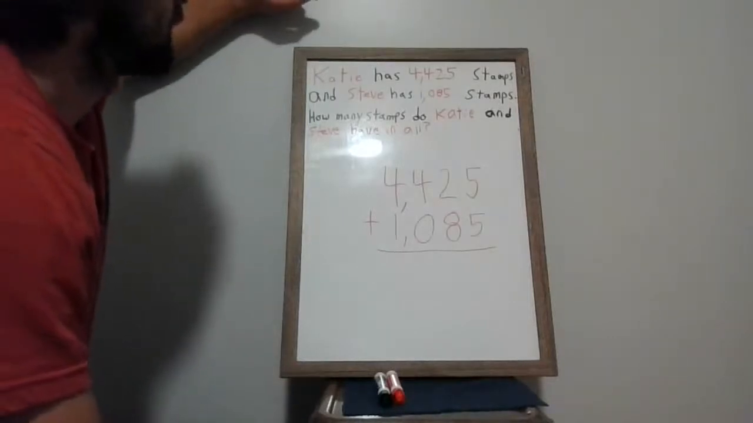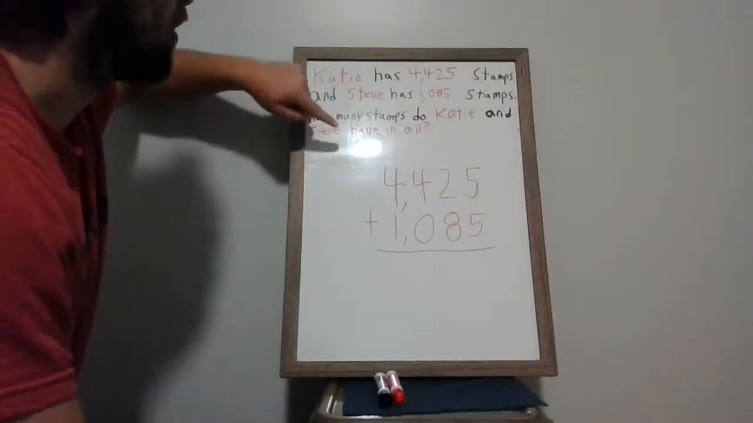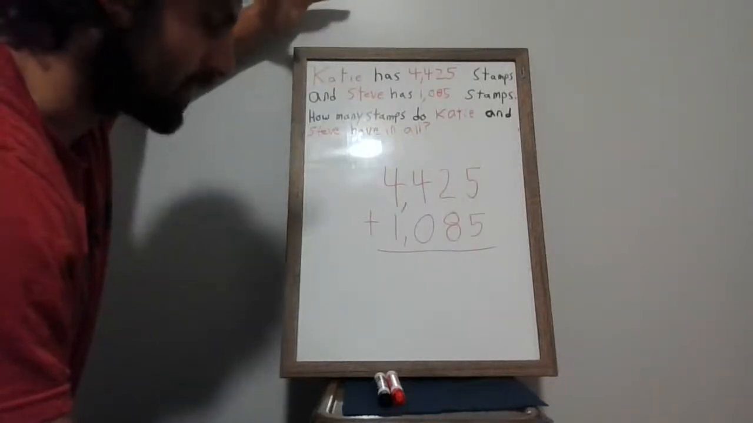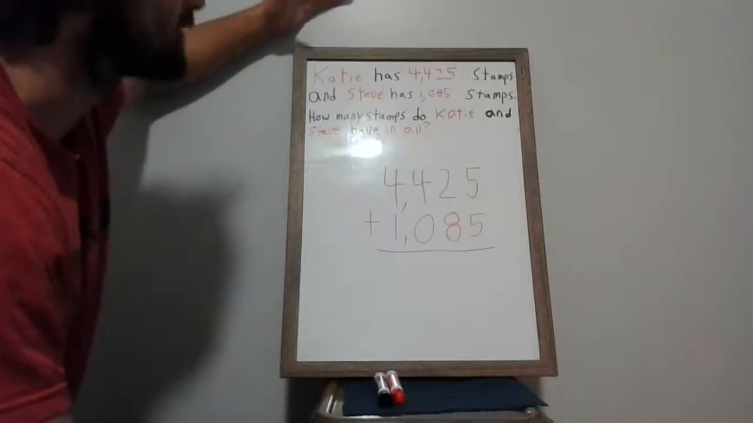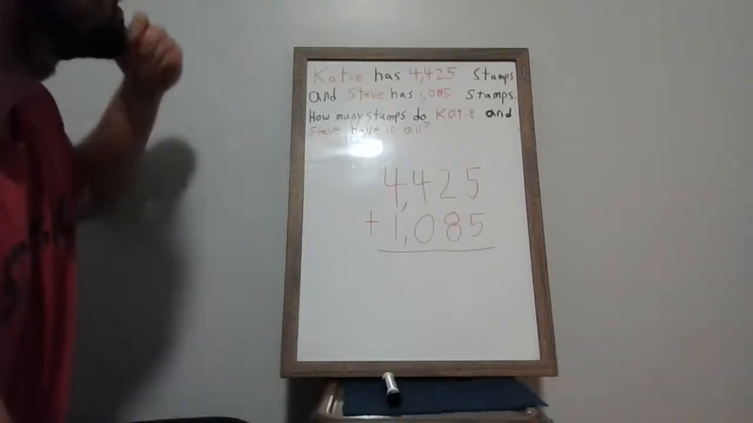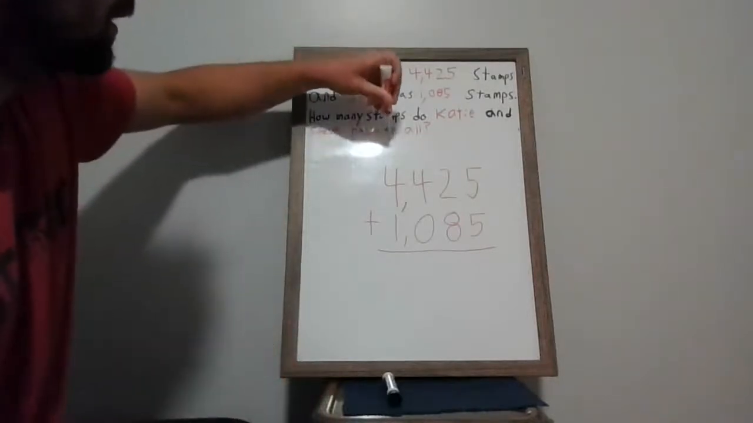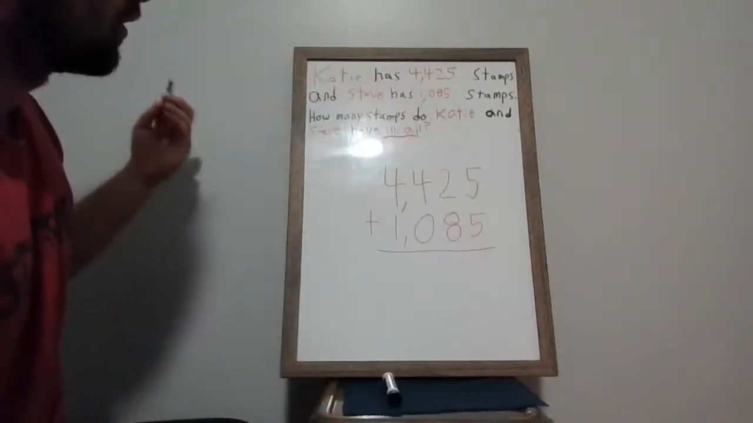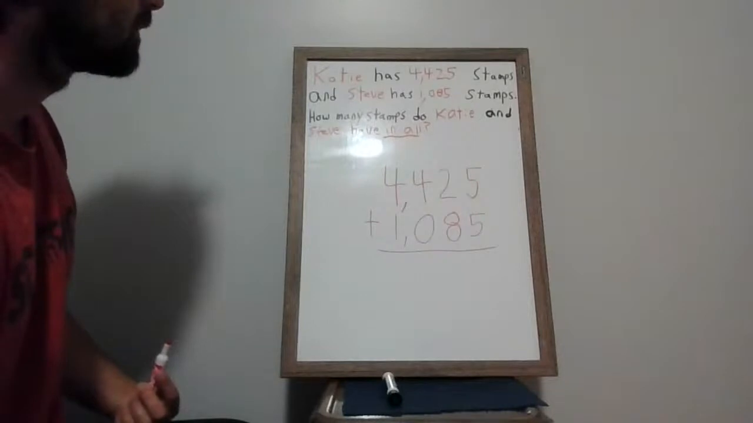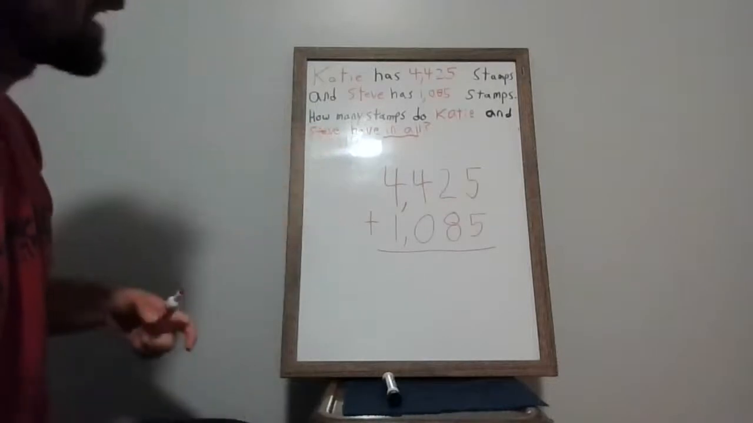So, a couple of the key words to look out for. In a word problem, if they ask the question how many in all or how many altogether, that's a big clue that the operation is addition. That's a big clue that to find the answer, you've got to add the numbers in the problem together. The key vocabulary here is in all. Whenever you see the words in all, or altogether, or what is the total, it means that you're adding. So we are going to add 4,425 plus 1,085.